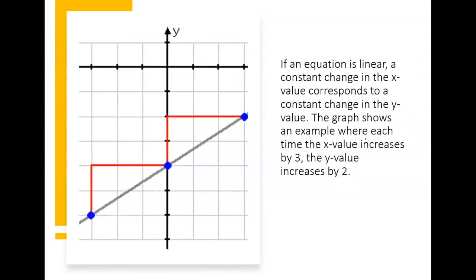So if an equation is linear, which is what we've only been looking at so far, a constant change in the x value corresponds to a constant change in the y value. So this means, for example, in this example, each time the x value increases by 3, so my x value goes 1, 2, 3, the y value increases by 2, so 1, 2. So specifically, if we looked at these 2 points, this point has an x value of 3 and a y value of 2, right? So this is your x1, y1.